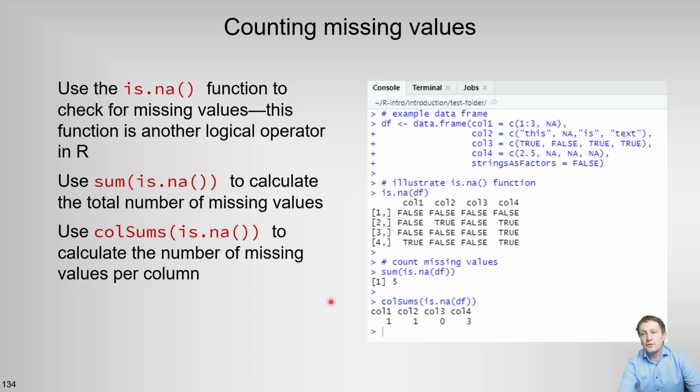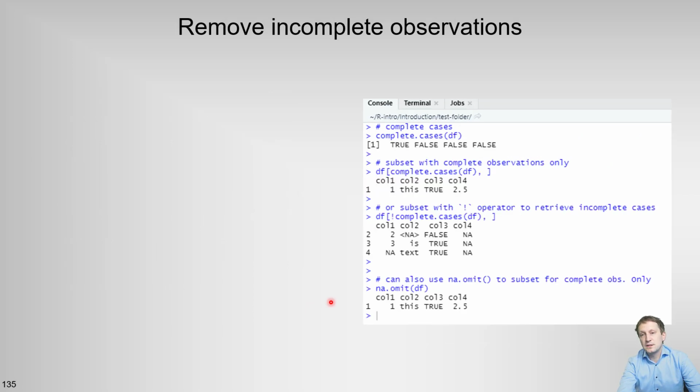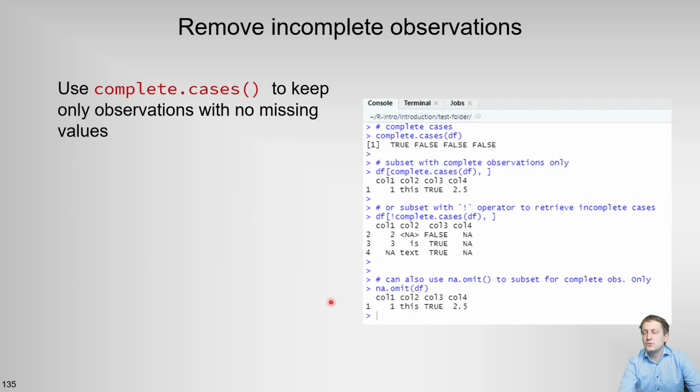And if there's a lot of missing values in a particular column, you'd probably investigate if there's a particular reason for that. So one way of dealing with incomplete observations is to basically remove those observations completely. To figure out how to mark those cases for removal, you can use the complete.cases function, and that basically gives you, you see here, TRUE, FALSE, FALSE, FALSE.